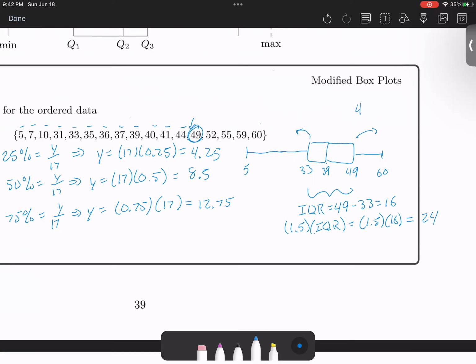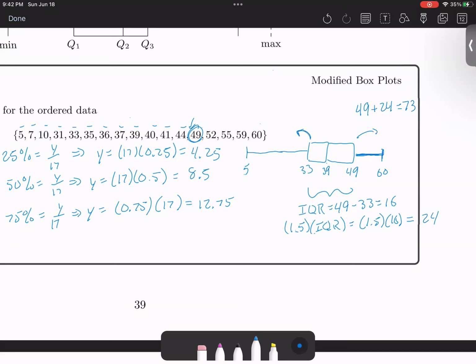So if I take Q3, 49, and I add 24 to it, I get 73. So that's me telling myself I'm going to extend this bar all the way until 73 if I have data that goes that far, but I don't. My maximum is at 60, so I extend the bar all the way to my maximum.